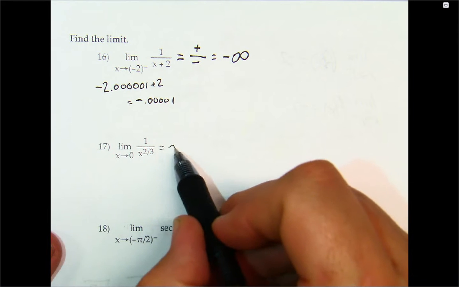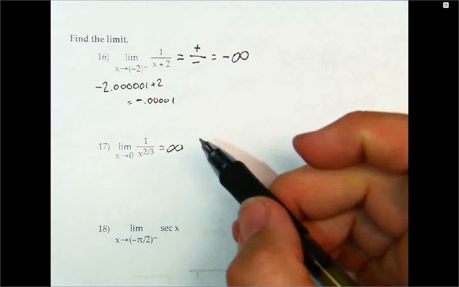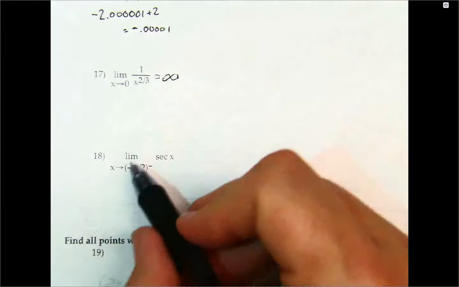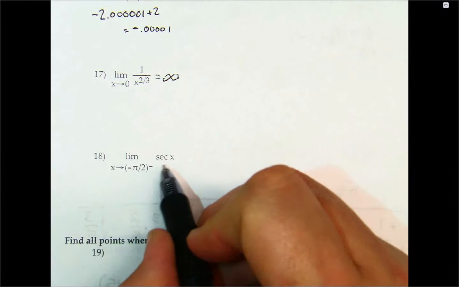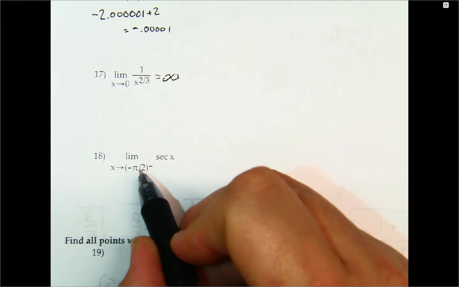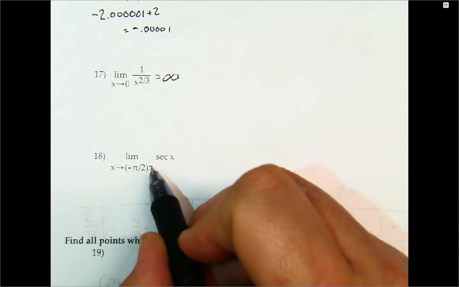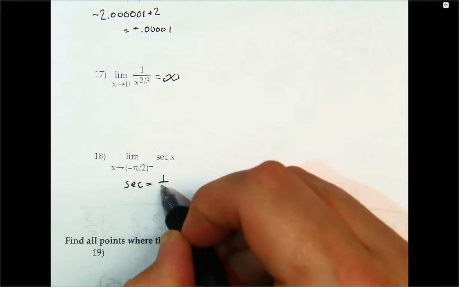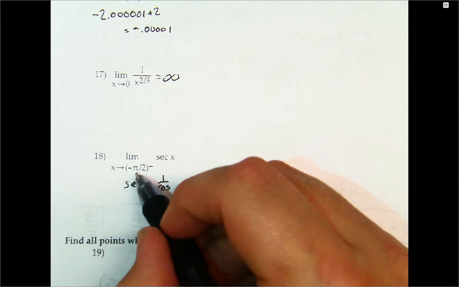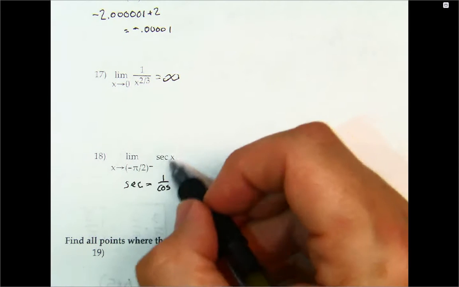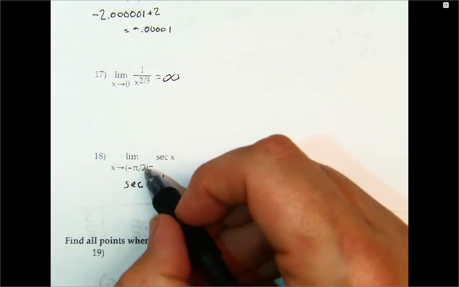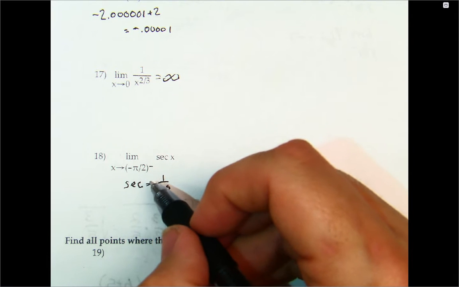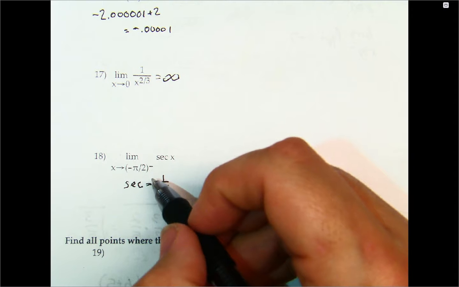Now 18, your favorite, the secants. This is going to negative pi over 2 from the left. Now remember, secant is equal to 1 over the cosine. So the cosine won't exist at pi over 2 because it's 1 over 0. So we're coming in from the left. Now we have to ask ourselves, are we going towards negative infinity or towards positive infinity as this happens?